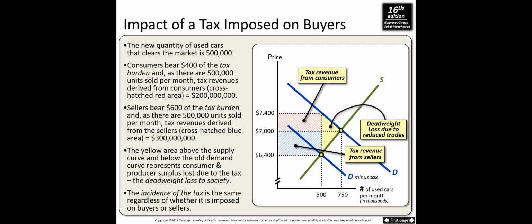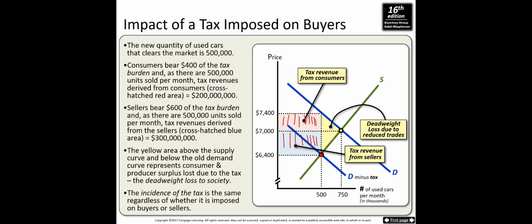So the new quantity of used cars that clears the market is 500. Consumers bear 400 of the tax burden. And as you see, it's the same picture, nothing has changed, just the equilibrium price is different. This area represents the total tax paid by buyers, this area represents the total tax paid by sellers, and the yellow area represents the deadweight loss.